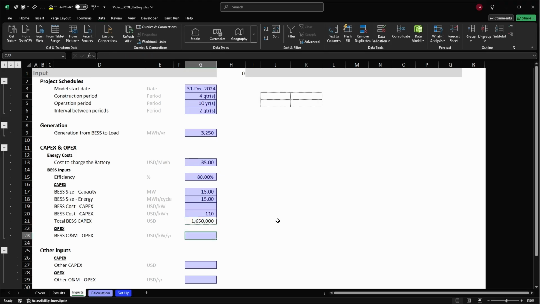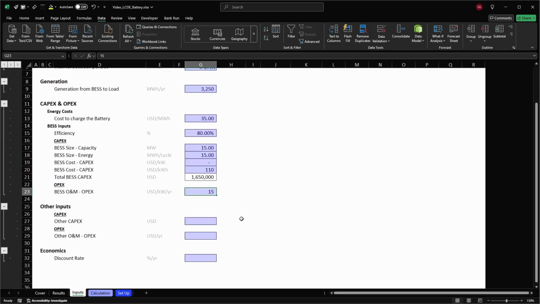And as opex now to finalize, we're going to say that the total cost per kilowatt per year is going to be 15. All right, so this is also in kilowatts, so we have to pay attention once we go to the calculation sheet to make sure that this number is correctly translated into megawatts.